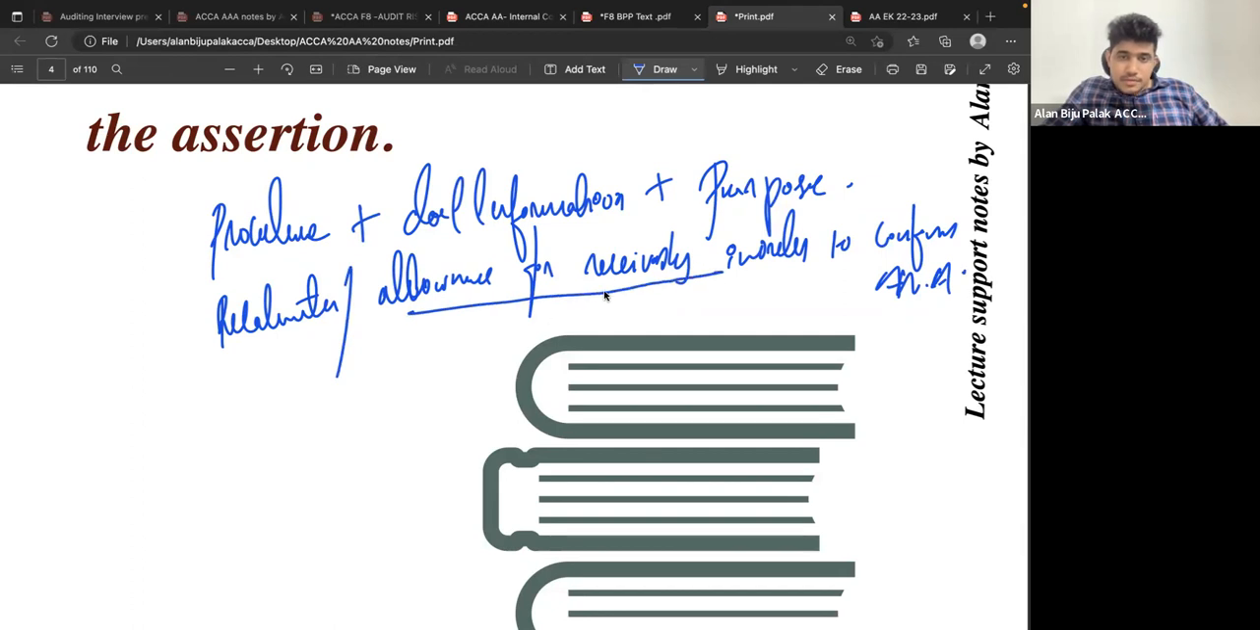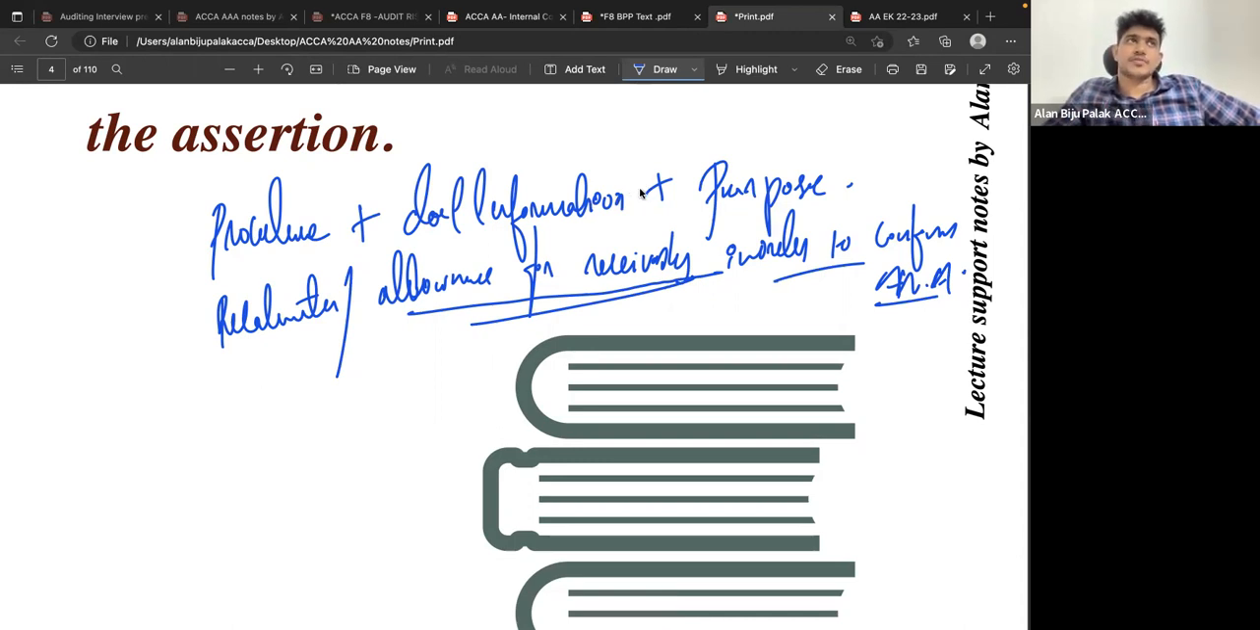Allowance for receivables is what we need to recalculate. That's our information. And what's the purpose of it? It is to confirm mathematical accuracy. That's the purpose. So for every substantive, there should be a clear procedure. Whatever document or information you want has to be specified, and the purpose for which you are performing that substantive should also be clearly provided.